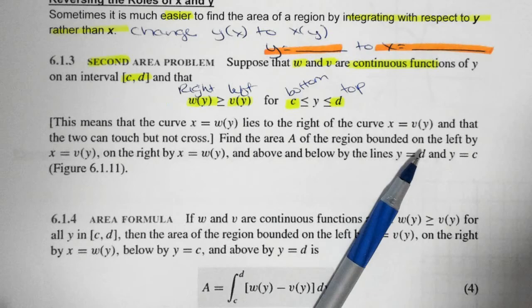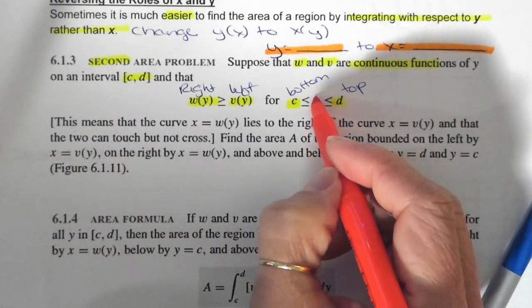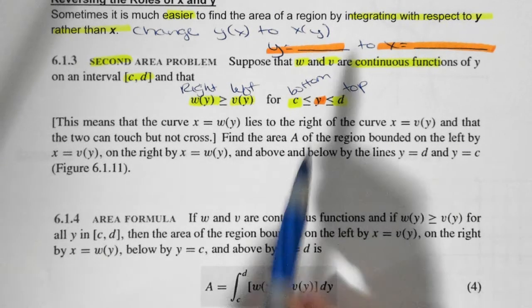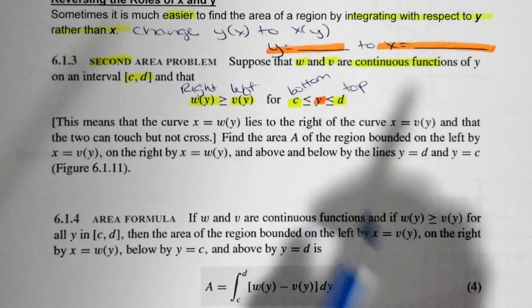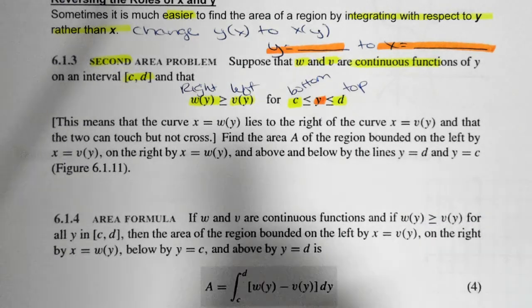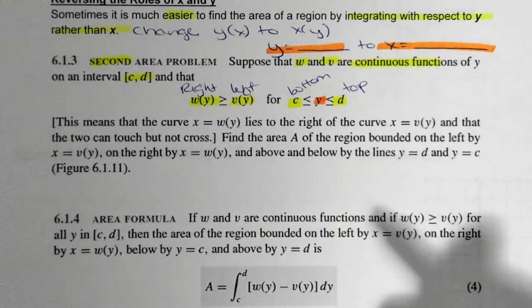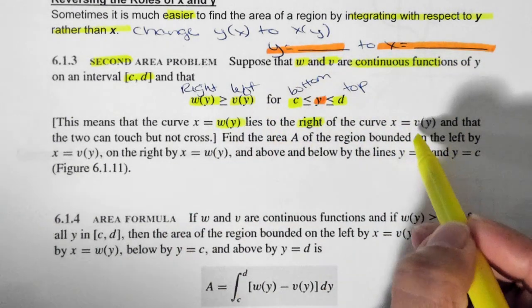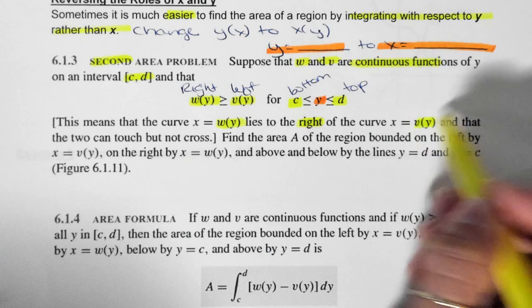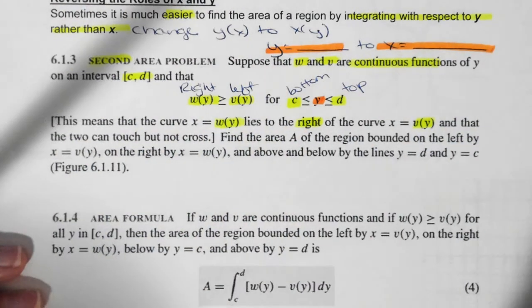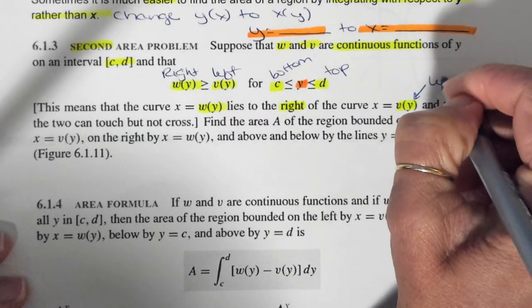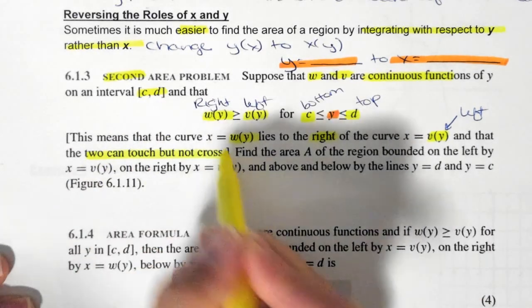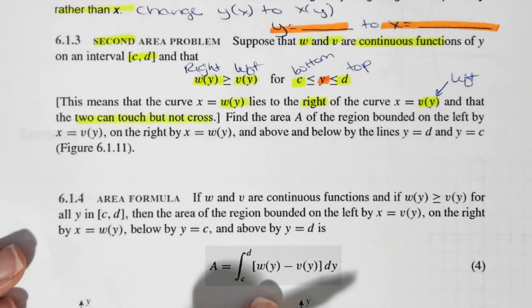And look at this right here. This is our y-axis, so our numbers run from bottom to top. So you need to make sure you pay attention to this. What this means is that we're going to have some curve, x is equal to w of y, that will lie to the right of a given curve, x is equal to v of y. This one is on the left. And the two can touch, but they can't cross. So this is very similar to what we just did already.